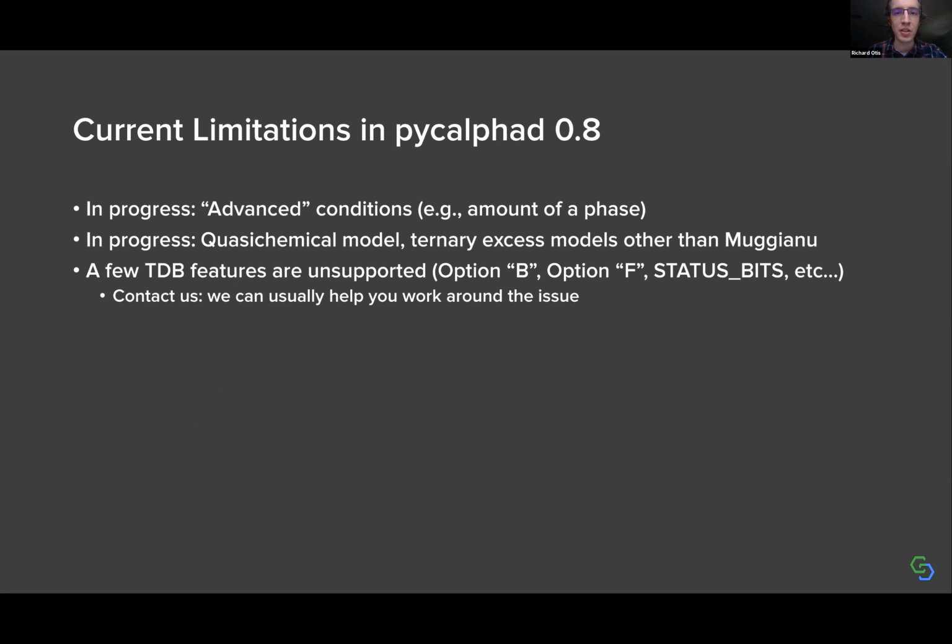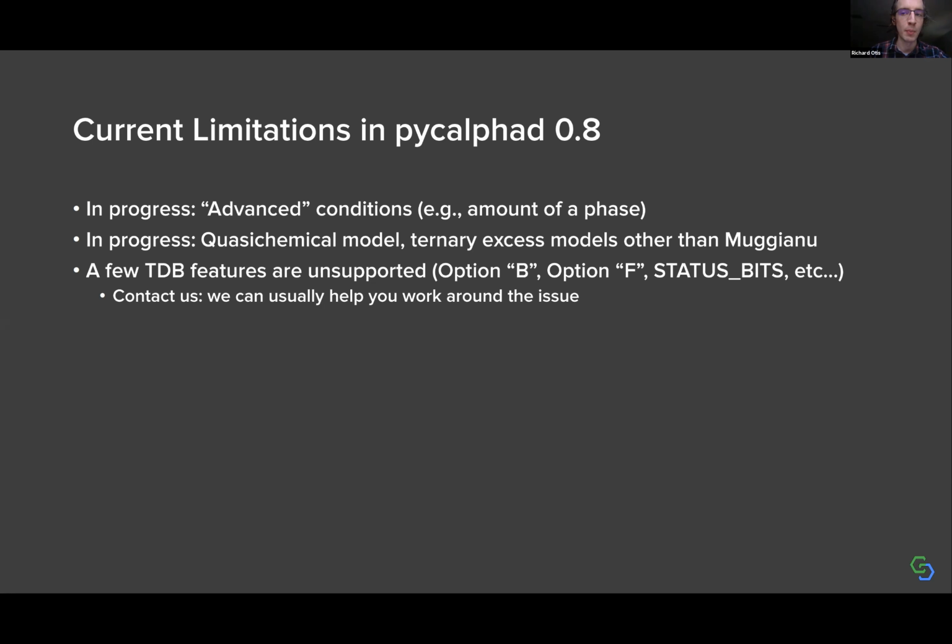So in terms of limitations, I'll say a little bit about limitations you could run into. We are currently working on improving the solver to allow for more advanced types of conditions, like being able to set the amount of a phase. So this is really useful for doing things like direct computation of transition temperatures, particularly for multi-component systems. We are working on this, and we hope to have something to share early next year.